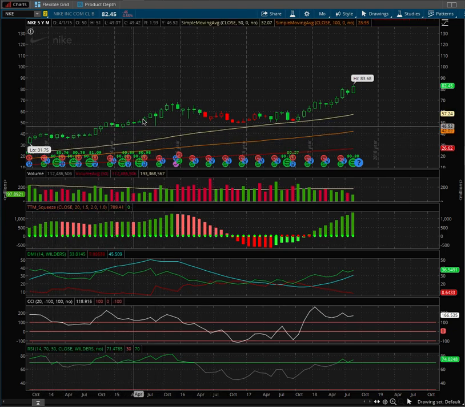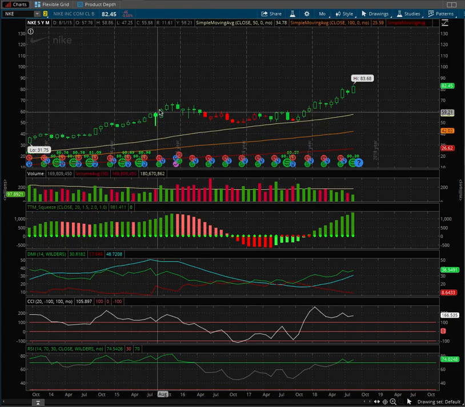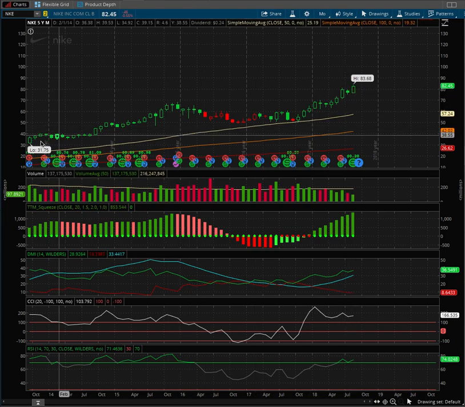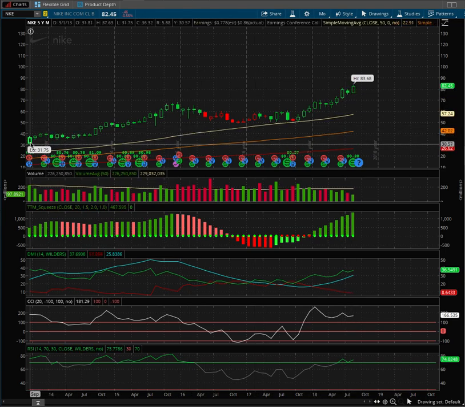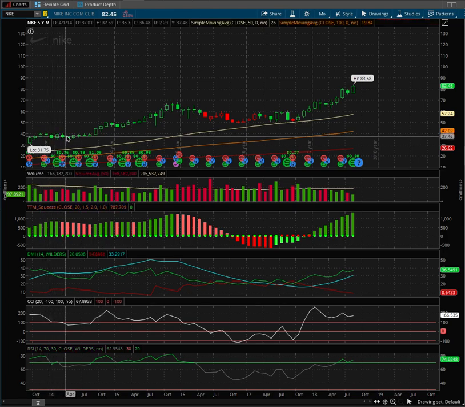So here we have Nike's monthly chart trending, right, then going sideways and then trending up again. Okay, so we see the trend. We have a low here, 31.75. Then we have a high right here at 39.93. Then we come down here.